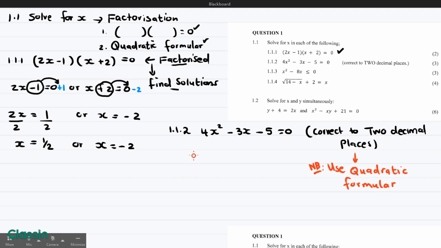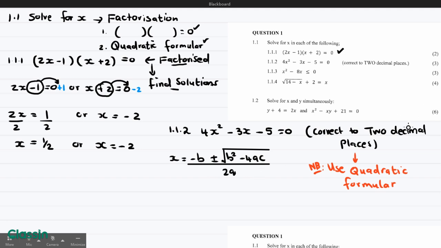So now, how is the quadratic formula written? The quadratic formula: x is equal to minus b plus or minus the root of b squared minus 4ac, all divided by 2a. So this is our quadratic formula.